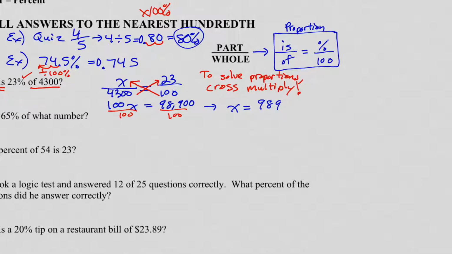So if you want to do a check, 989 out of 4,300, does it equal 23%? And if you divide it, you get this. So yes.